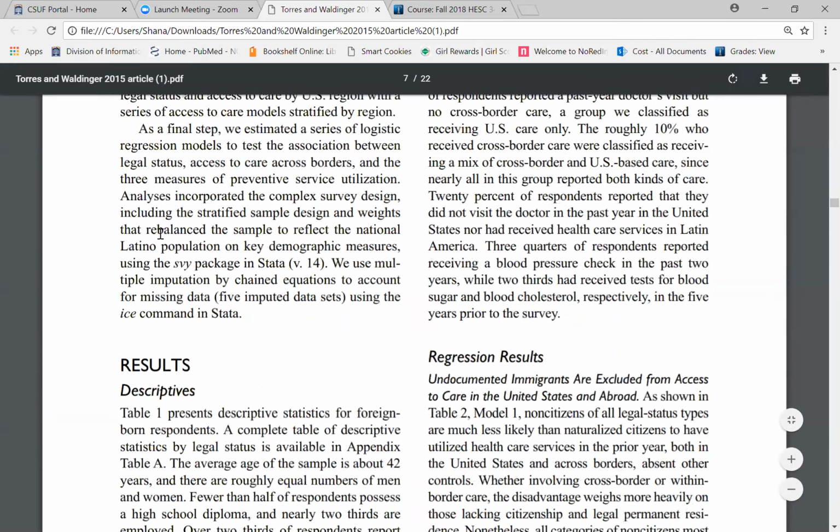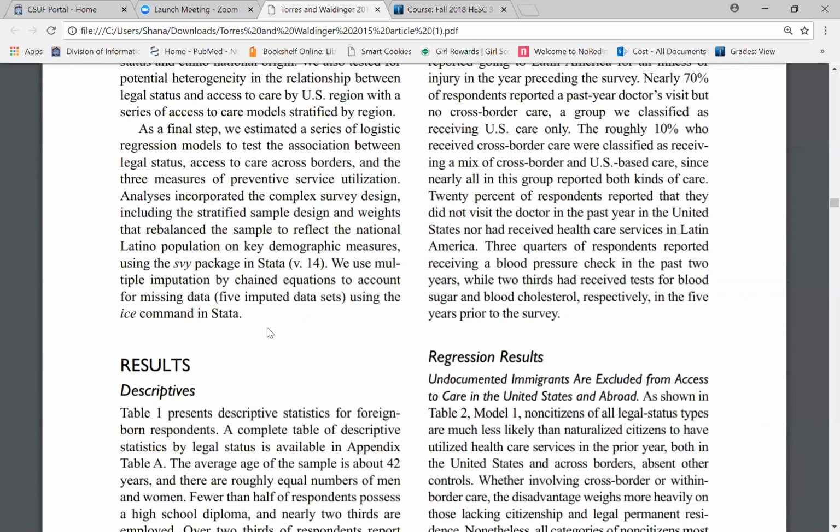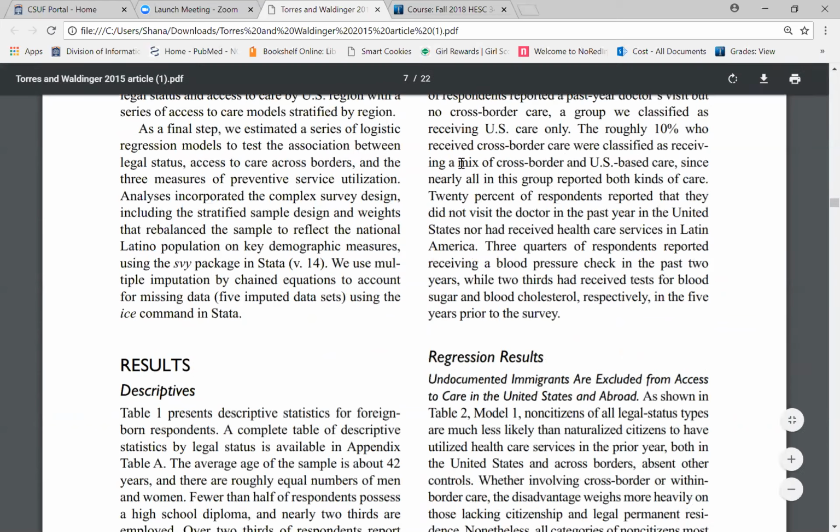So all of these things until we get here is just talking about what it is they're going to do in this study. They're laying out all of the groundwork so that the reader knows exactly what they did to get to the results.